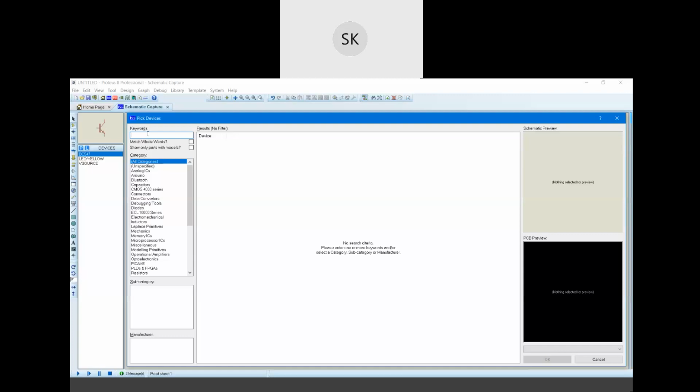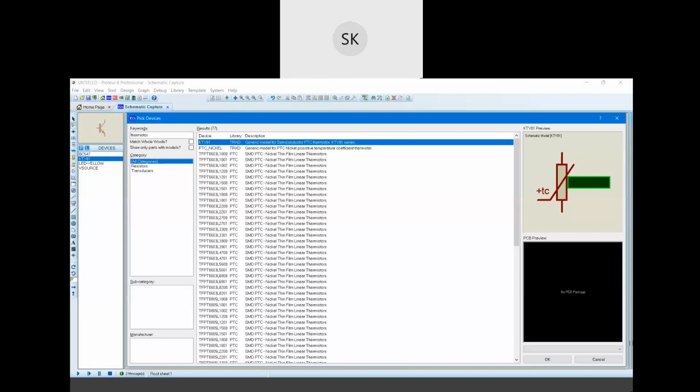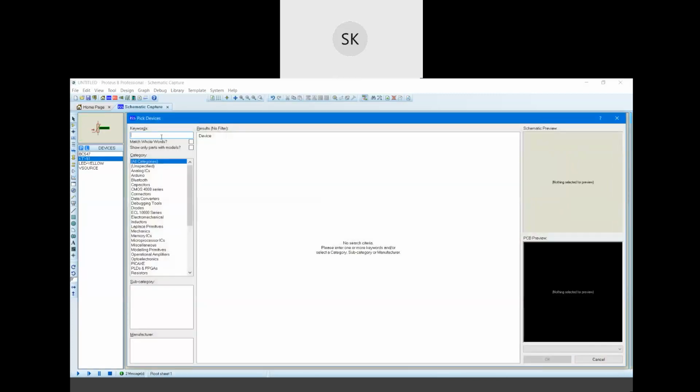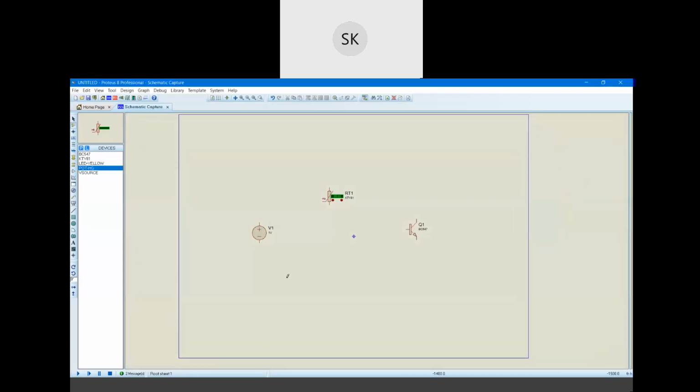Now we need to take a thermistor. We can select the first one. Then we will select a potentiometer. I have mentioned it last time. While selecting the potentiometer, you must select POT-HG, because POT-HG means high granularity potentiometer which has interactivity. Whenever there is written active, it means we can interact with those components. We will place a potentiometer.